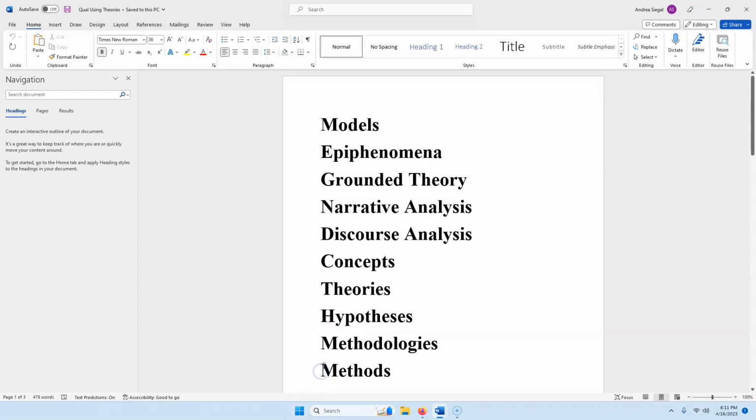Likewise, methods, different from methodology, specific research techniques. Again, it's not about whether they're true or false. Either a method is useful or it's not useful. And that's the end of your key terms for this chapter.